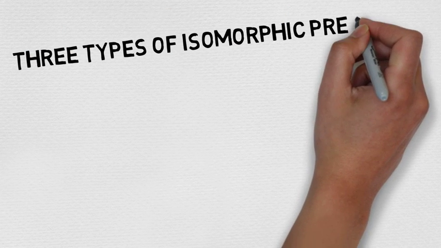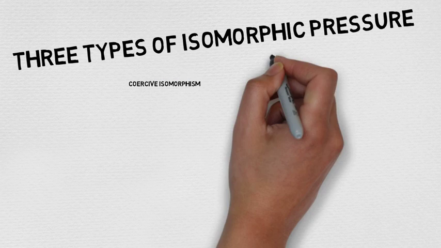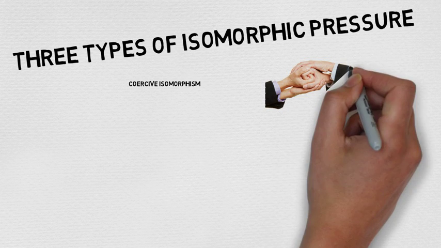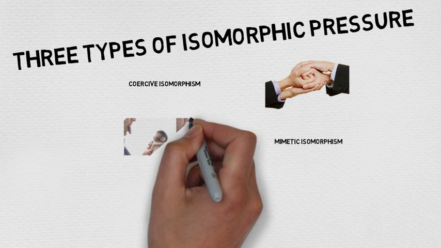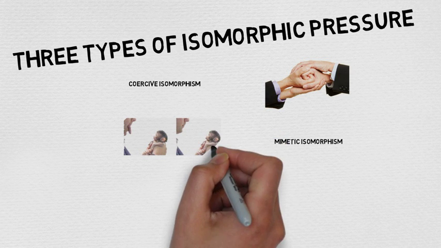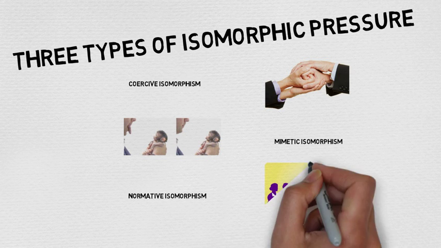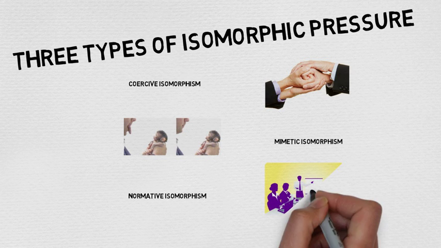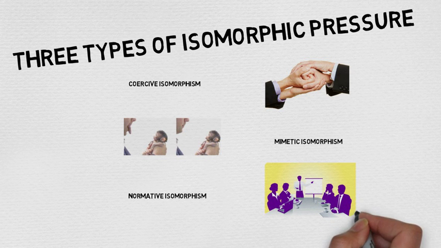There are three types of isomorphic pressure. The first one is coercive isomorphism, which refers to pressures from entities who have resources on which an organization depends. Mimetic isomorphism, which is the imitation or copying of other successful organizations when an organization is uncertain what to do. And finally, normative isomorphism, which refers to following professional standards and practices established by education and training methods, professional networks, and movement of employees among firms.